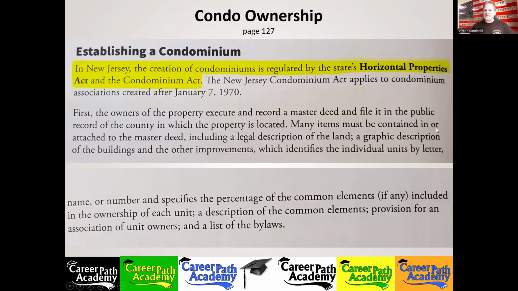Many items must be contained in or attached to that master deed, including a legal description of the land, a graphic description of the buildings and other improvements which identify the individual units by letter, name, or number, and specifies a percentage of the common area elements, if any, included in the ownership of each unit, like that separate storage unit or the deeded parking space that the other units may not have. A description of the common area elements and a provision for an association of unit owners and a list of bylaws to start out.